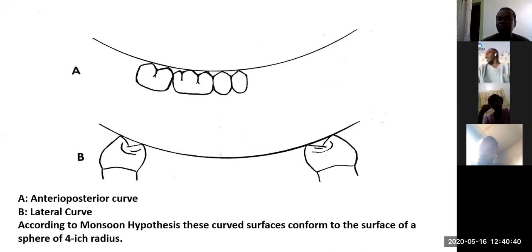So it's different from the curve of Spee. The curve of Spee is also an imaginary line that touches the canine, the anterior, and it touches the buccal cusps, and it goes to the last molar. They are usually like a trough. That is the curve of Spee. You try to know the difference now.